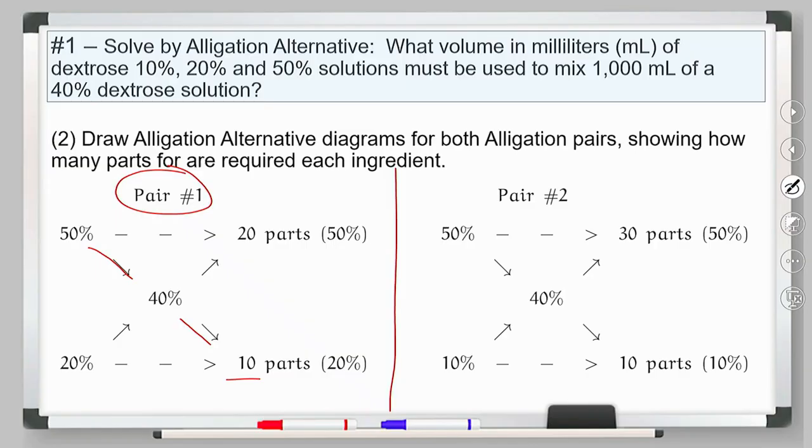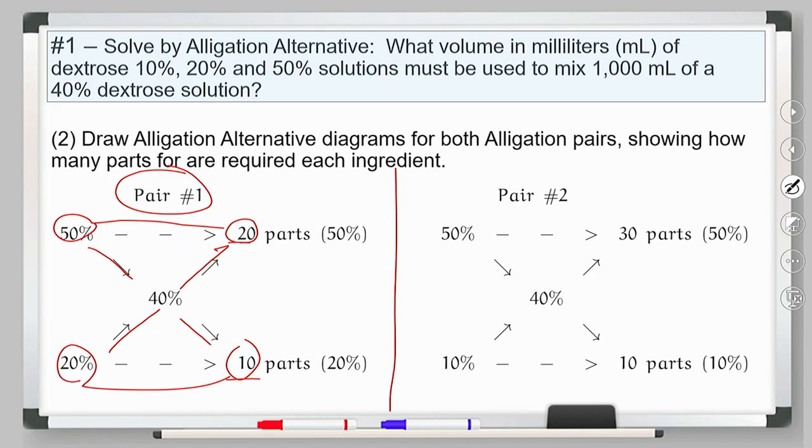Cross subtract. Now let's cross subtract going up. So 40 minus 20 going up that way gives me 20. 40 minus 20 is 20. So I have 20 parts there. And remember, this 20 parts goes with the 50%. This 10 parts goes with the 20%.